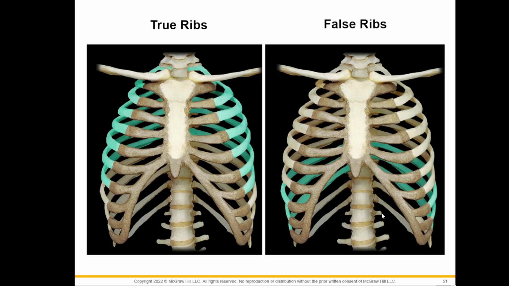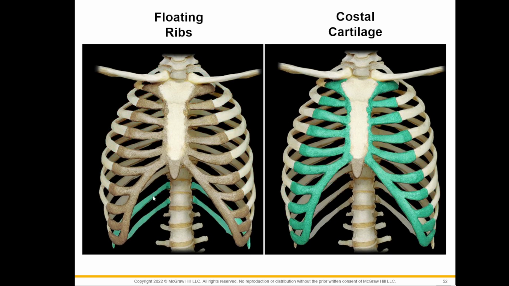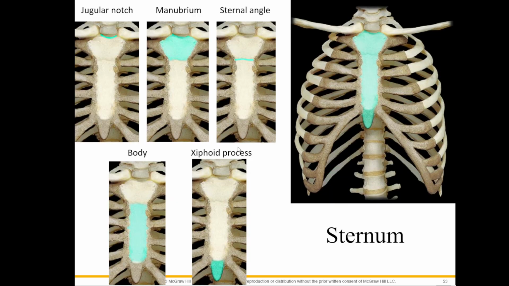So here are your true ribs, ribs number 1 to 7, your false ribs number 8 to 10, and then we also have your floating ribs number 11 and 12, and the costal cartilages attached to the sternum. The sternum has different parts, the manubrium, the body, and the xiphoid process. And that part which connects the manubrium and the body, we call it the sternal angle. And the upper part of the manubrium here, you call it the jugular notch.